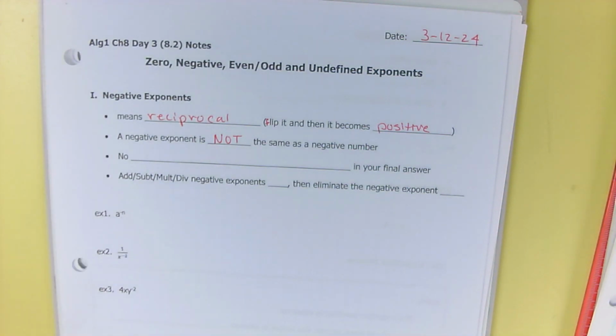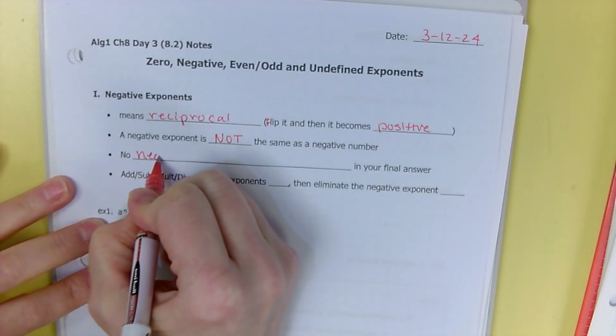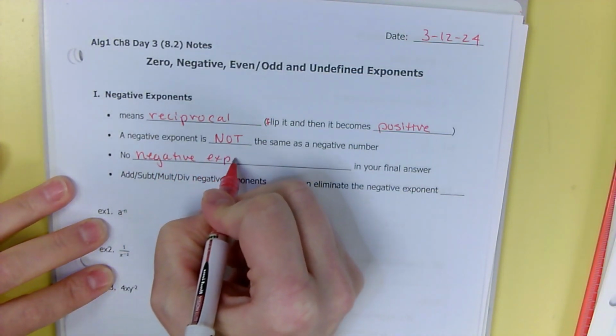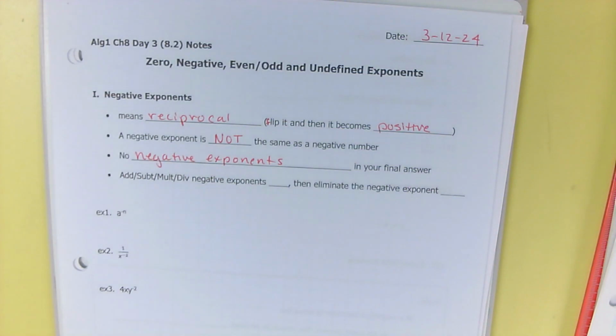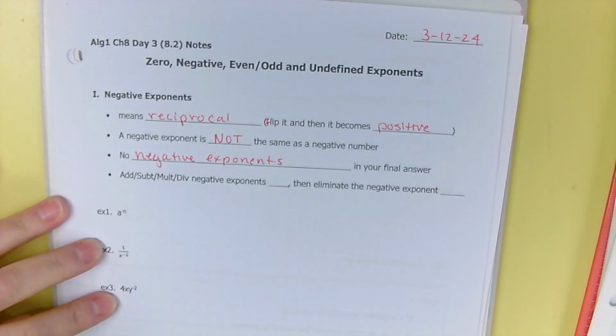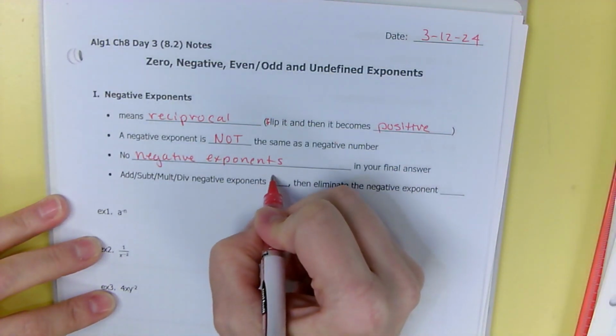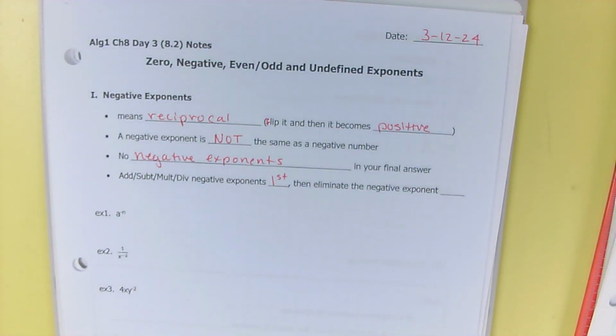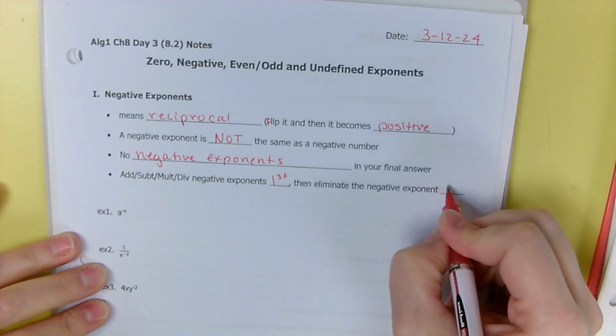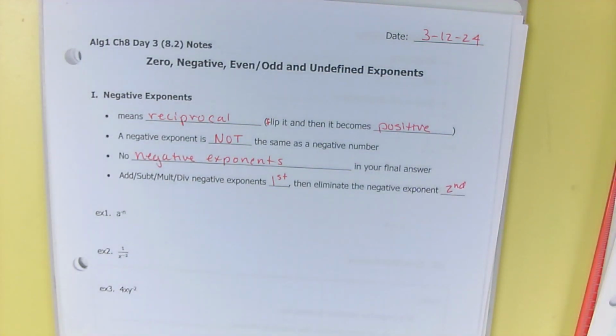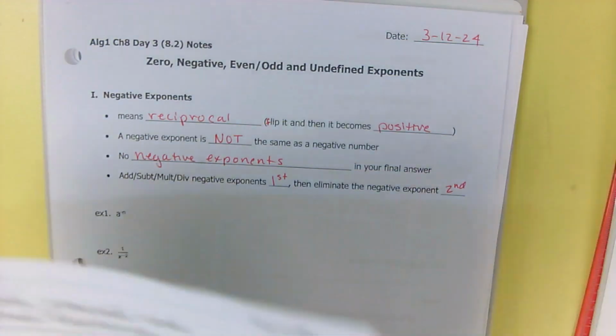So when you are simplifying an exponent, you can have no negative exponents in your final answer. You have to do the reciprocals and get rid of the negative exponents. You can have a negative number as an answer, just not a negative exponent. Adding, subtracting, multiplying, and dividing, you do that first. And then once you've done all those operations and everything's as simplified as it can get, then you actually take care of the negative exponent second. So you eliminate the negative exponent last in your process.